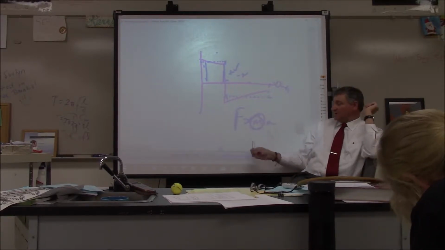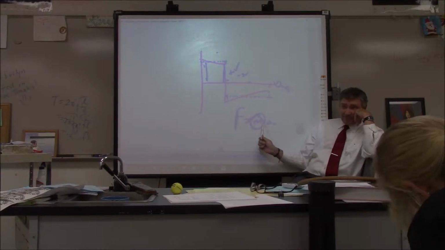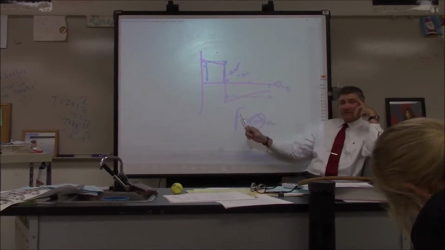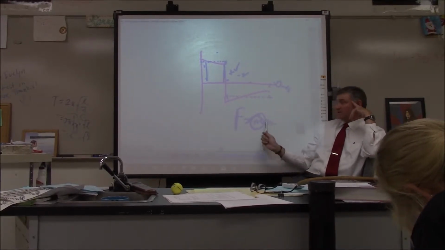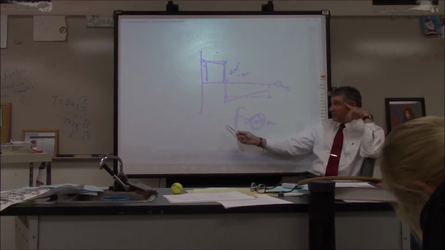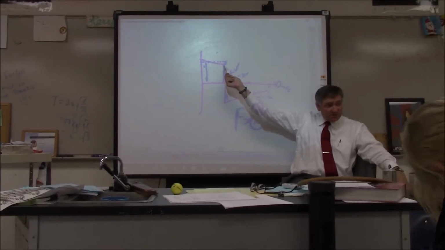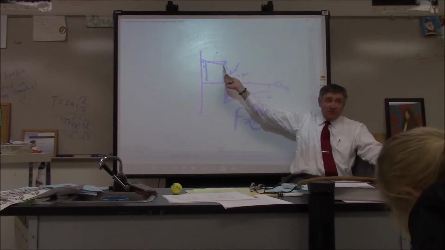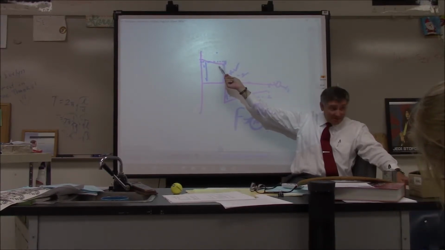So look at this. If I have a positive mass, which mass is always going to be positive, and I have a negative acceleration, guess what? I have to have a negative force. If I've got a positive acceleration, I have to have a positive force. So look at this. When this thing is rolling, what's the sign of my acceleration? Negative. So guess what? What's the sign of my force? Negative. That's pretty simple, right?